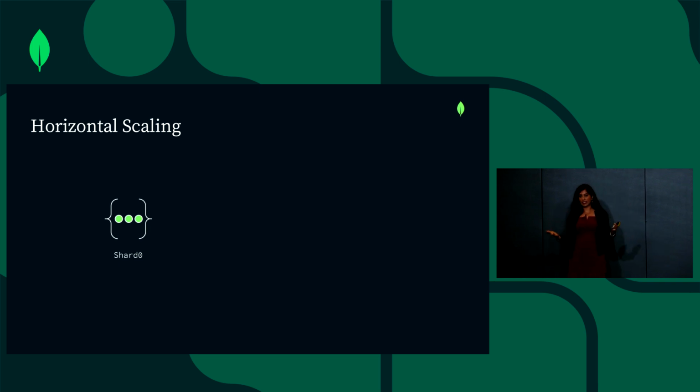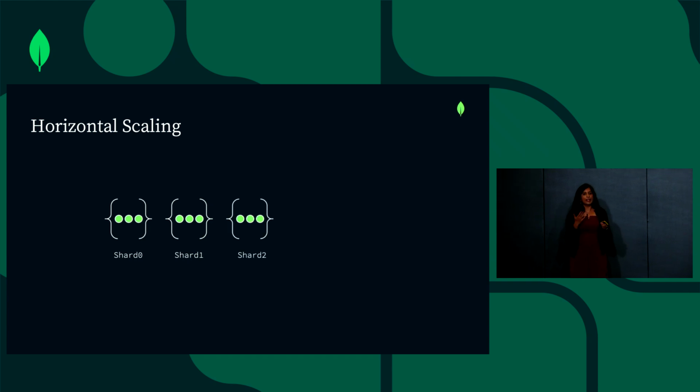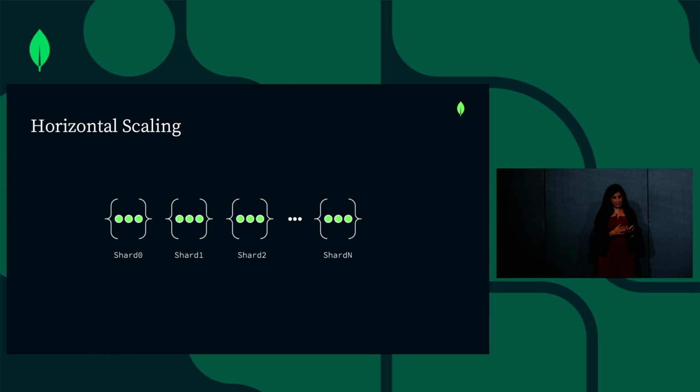How does horizontal scaling work? It's pretty simple. You essentially start with a single machine. Now you need more resources. Instead of going up a tier from M30 to an M40, don't do that. You add another M30 to your system, so another shard. Now you need more data and more resources. So you add another M30, and you keep going and so forth, depending on your application's needs. And you can keep scaling by adding more and more shards to your cluster.